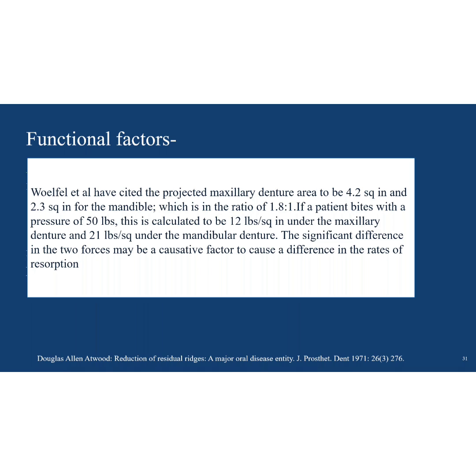Wolff et al. have cited the projected maxillary denture bearing area to be 4.2 square inch and 2.3 square inch for the mandible, which is in the approximate ratio of 1.8:1. If the patient bites with a pressure of 50 lbs, this is calculated to be 12 lbs per square inch under the maxillary denture and 21 lbs per square inch under the mandibular denture. The significant difference between the two forces, so there is more force per square inch on the mandible, may be a positive factor to cause a difference in the rates of resorption.